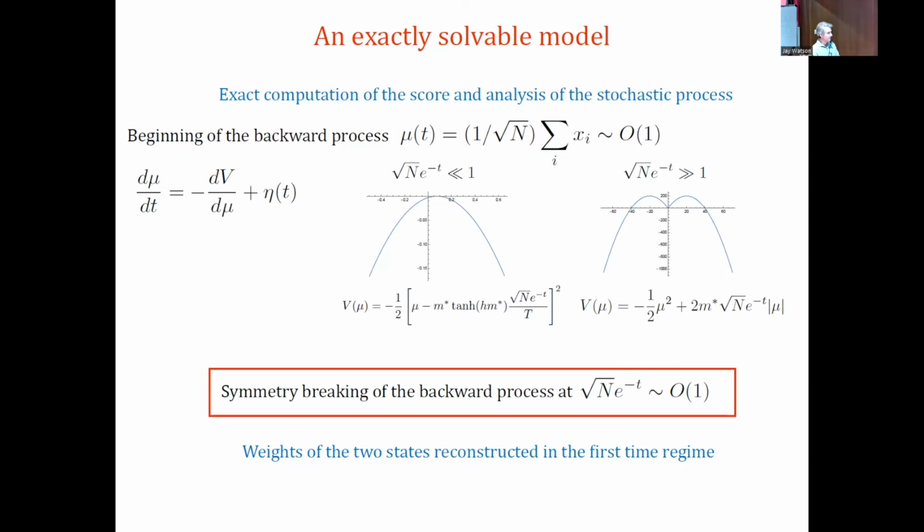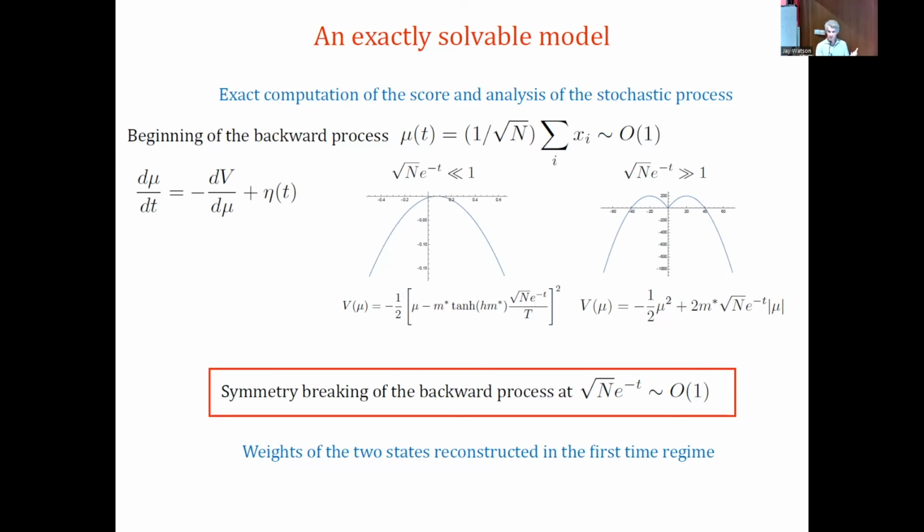And now when the square root of n exponential minus t is much larger than 1, this is the potential that you get. First thing that you can see is that H is not there anymore. So there is no more any information in the backward diffusion process about the weights. And here there are some trajectories that are going down this way, some which are going down this way. The barrier here has become very, very large because of the exponential minus t, so it's never going to go back.